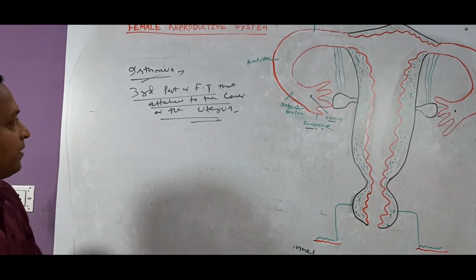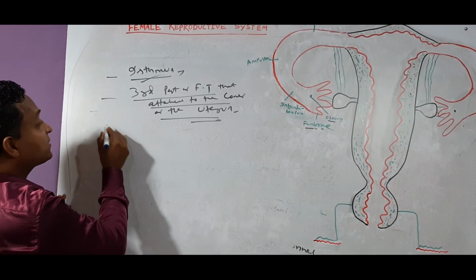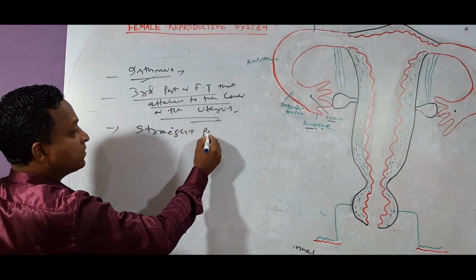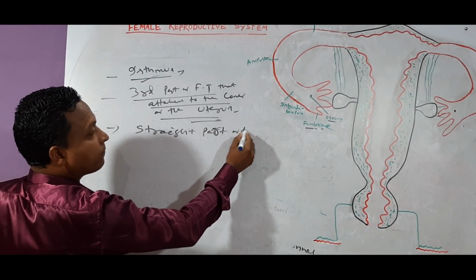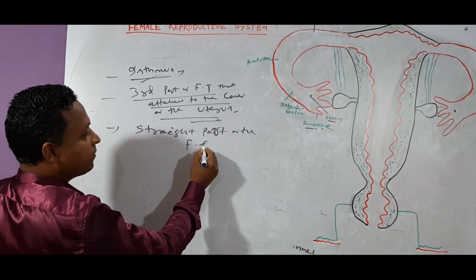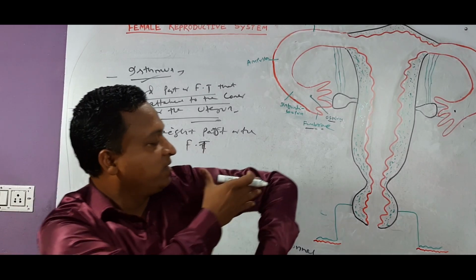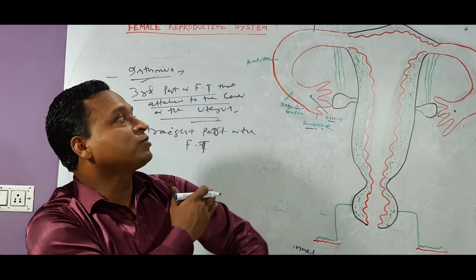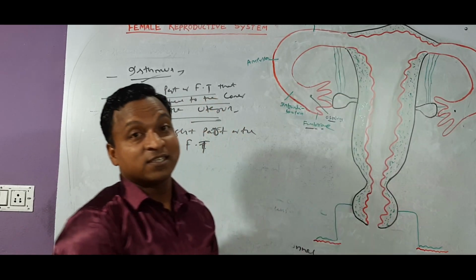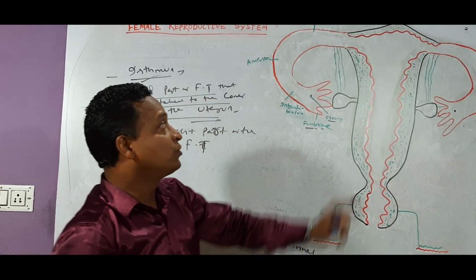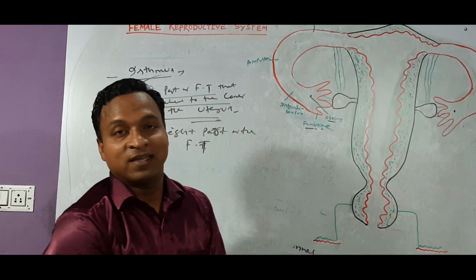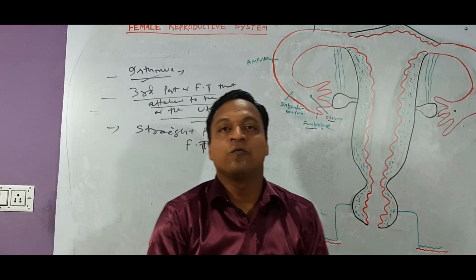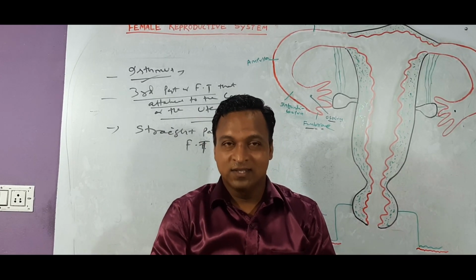If we take the next one, it is the straight part. It is the straight part of the fallopian tube which opens to the uterus. Clear? So this is the basic fundamental about the fallopian tube.